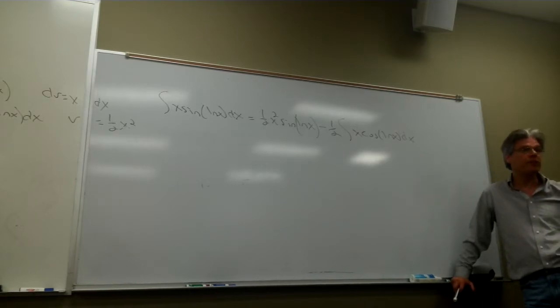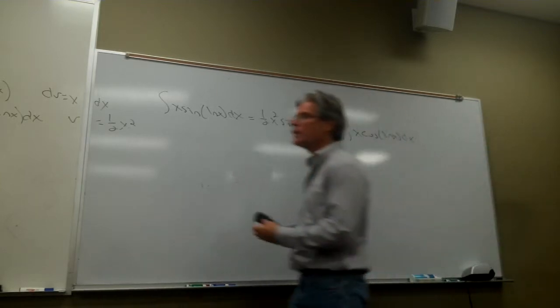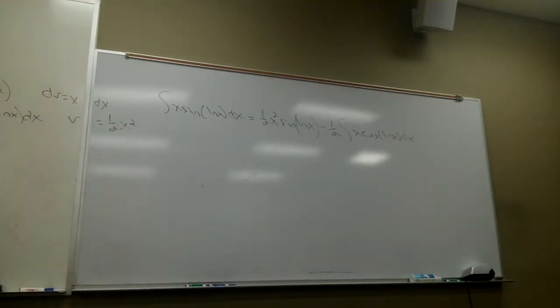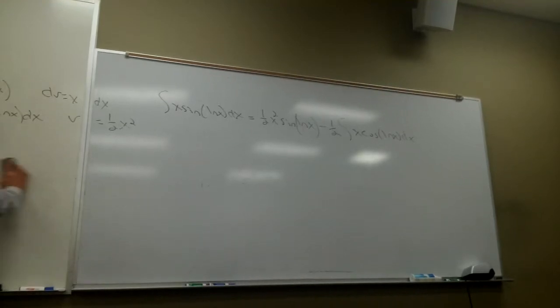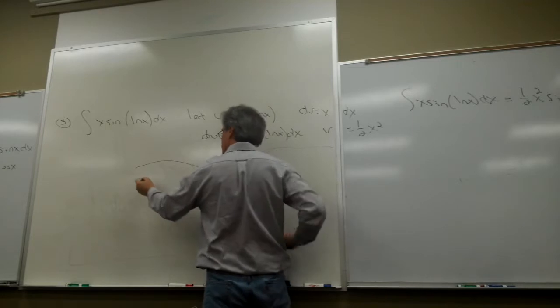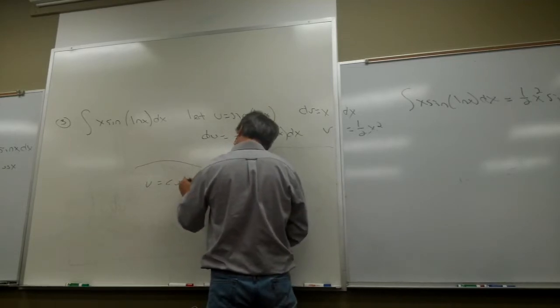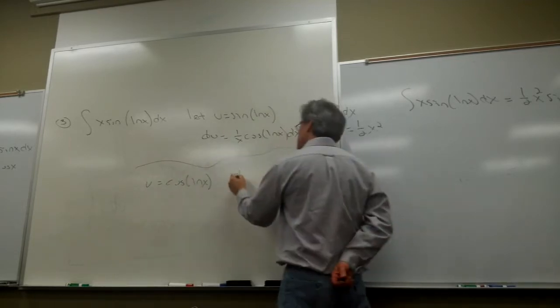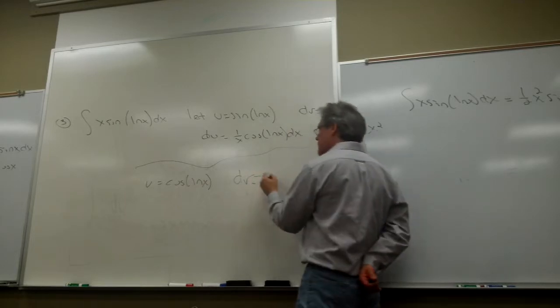Any suggestions? Integrate it again, then plug in what you got. Maybe let's do it again. Let's give it a shot. I think it's a good suggestion. So you guys mind if I come over here? This time around, I'm going to let my new u be cosine natural log of x. My new dv is going to be my x dx.